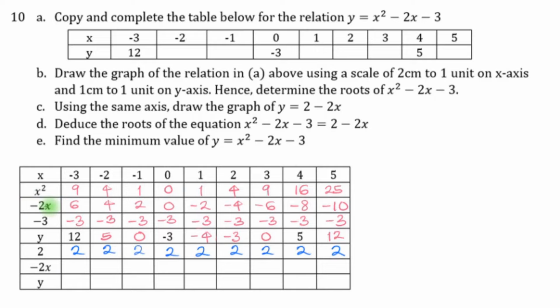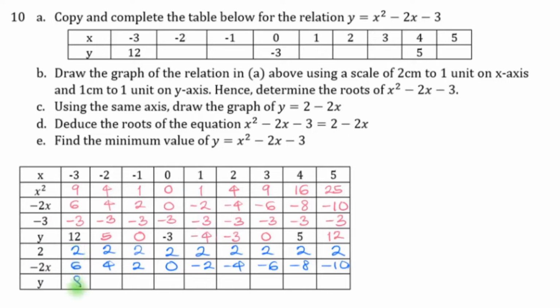But interestingly, look at this. This particular row, this row, is already giving us the value of minus 2x. So we just need to repeat that this will be 6, 4, 2, 0, minus 2, minus 4, minus 6, minus 8, and minus 10. Okay. And then to compute the value of y, for y is equal to 2 minus 2x, we only need to add the values in blue, okay? We are adding them because we already noted the negative sign here. So all we just need to do now is just to add.